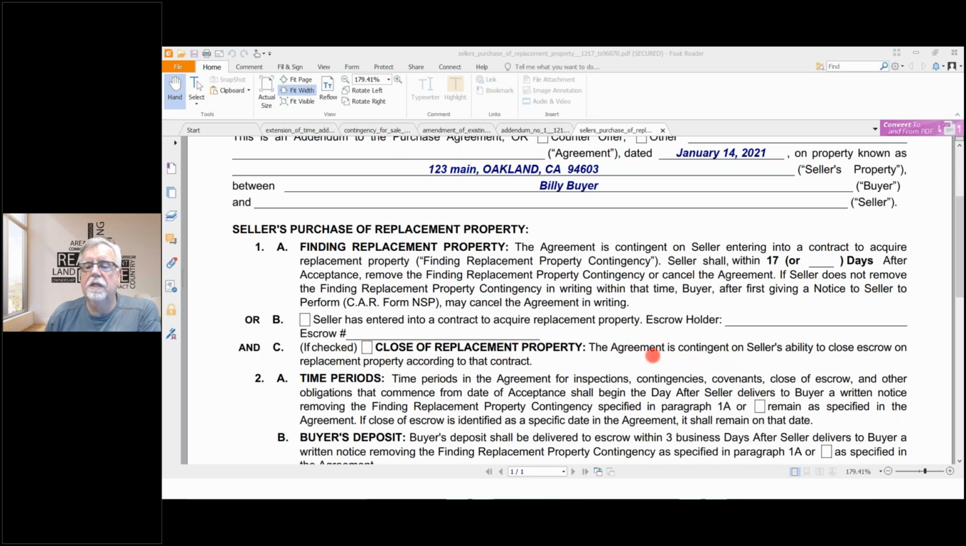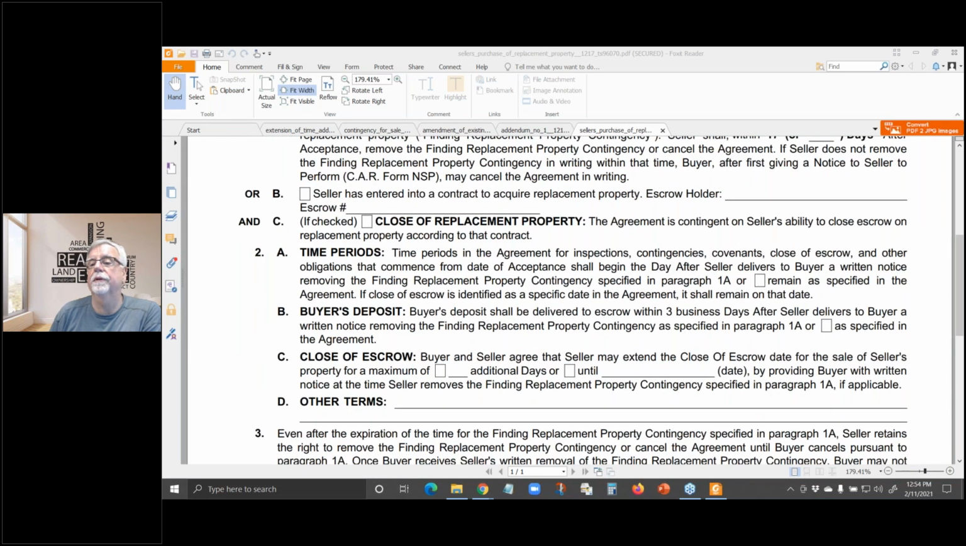It's contingent on the seller's ability to close the replacement property. We're moving further ahead, right? It's pretty close to B, but not exactly the same, right? So then it talks about time periods.